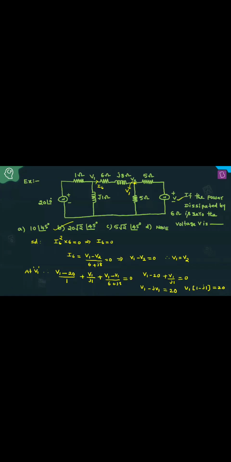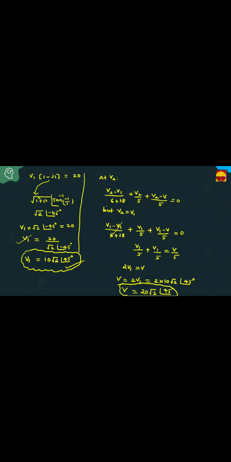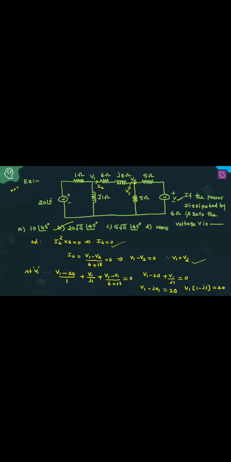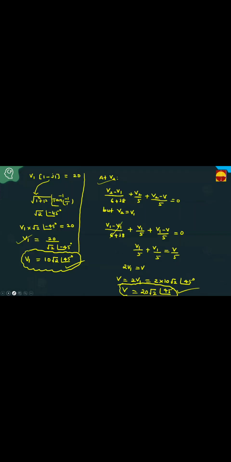Any doubt? The concept is very simple. They gave that the power dissipated by the 6 ohm resistor is 0. I applied this condition and got one relation. Then I applied nodal analysis at V1 and calculated V1. Then applying nodal analysis at V2, I got the relation between V and V1. Finally I got the V value, that is 20 root 2. This model is not framed, but you can expect it. It's an important, expected model of questions. Clear? Next, concentrate. One more question.